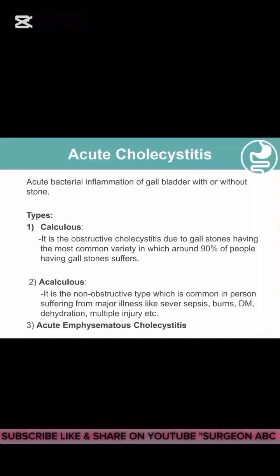There are two types of cholecystitis, calculous cholecystitis and acalculous cholecystitis. Calculous cholecystitis, as I already explained, is caused by gallstones. Acalculous cholecystitis is basically caused by non-calculous factors. The causes are not gallstones.